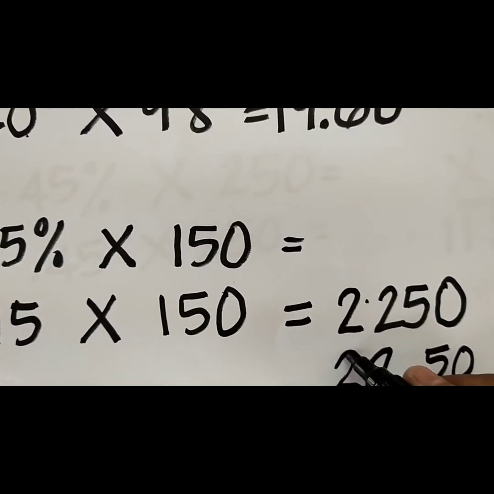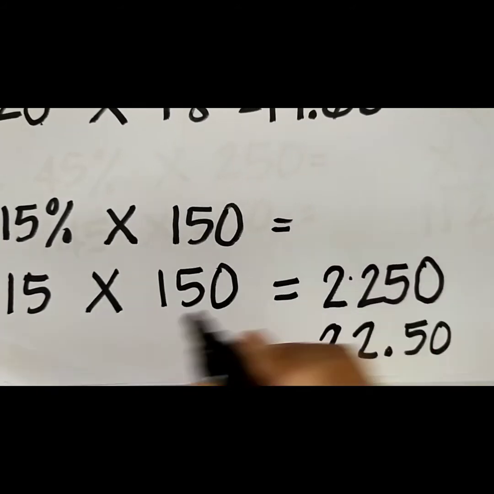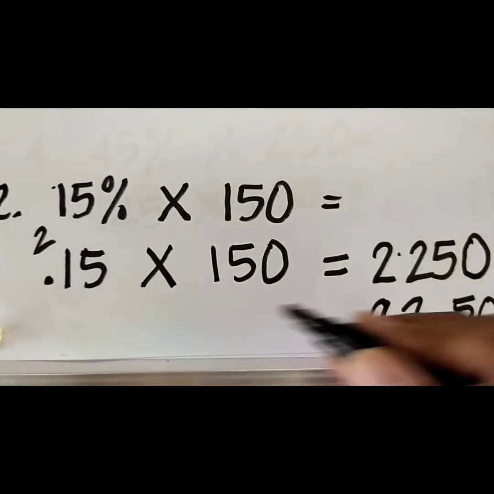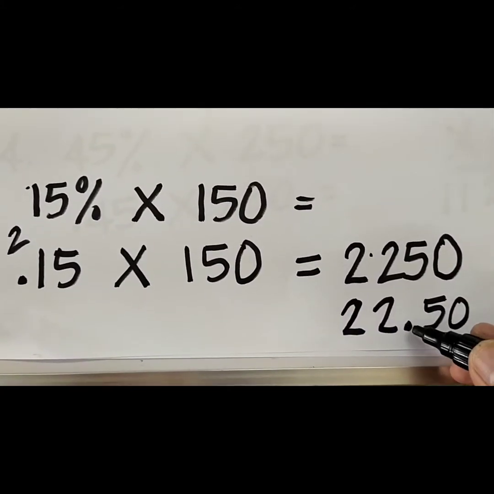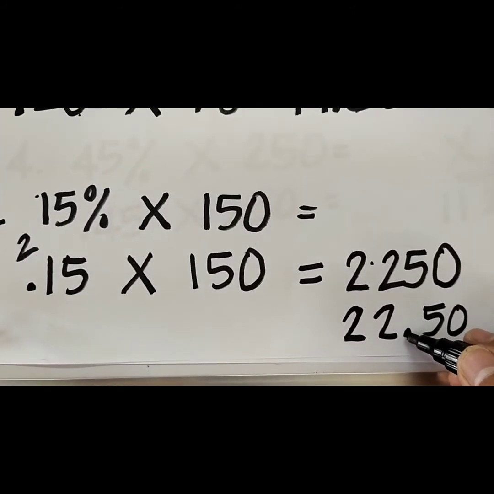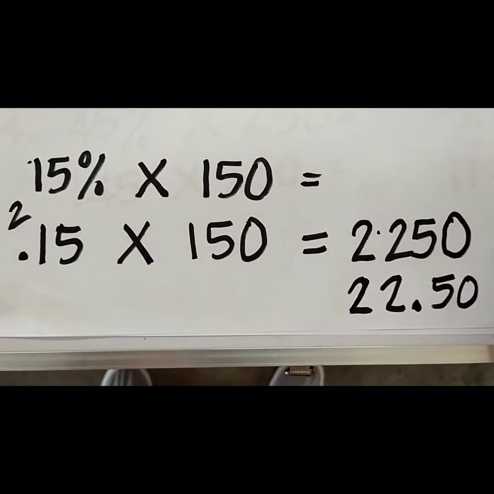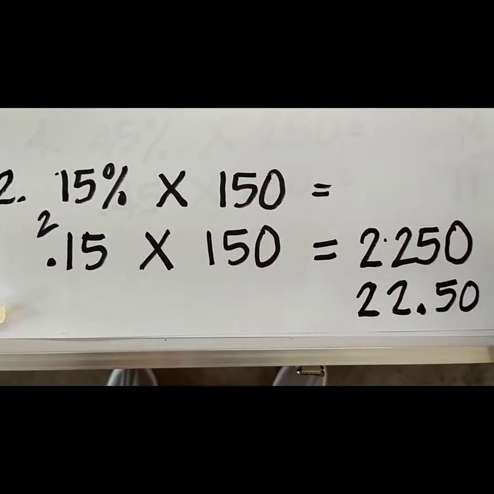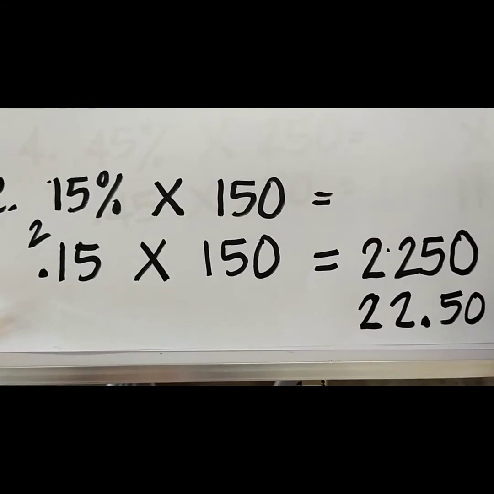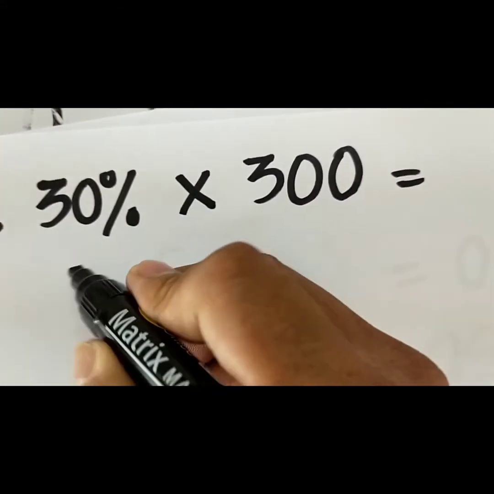Because we have 2 decimal digits, we will have to count two places. 1, 2. So we will put the decimal point in this column after the 5. So this is now using the shortcut method. Okay, let's go to item number 3.